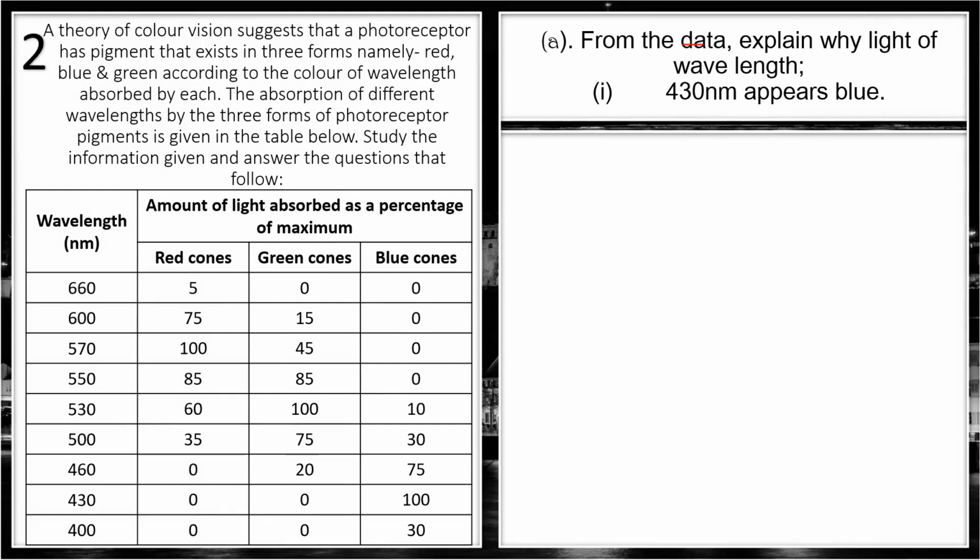Part A. From the data, explain why light of wavelength 430 nanometers appear blue. If we look at the light of 430 nanometer, you will see that it is mainly absorbed by the blue cones. 0 red, 0 green cones, but 100% blue.